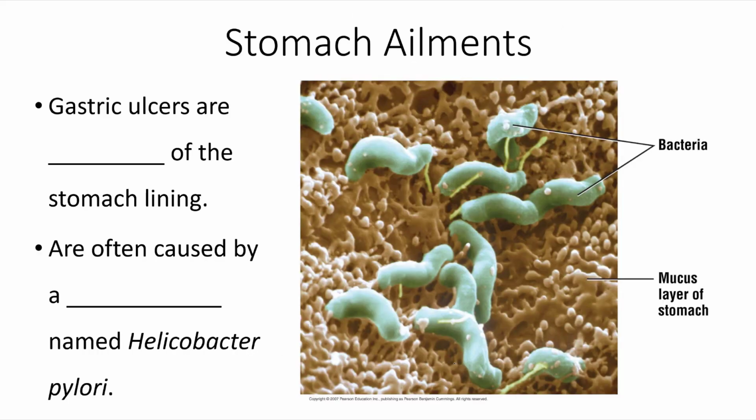Another thing that's often misunderstood about the digestive system is a specific ailment of the stomach known as gastric ulcers. Now, gastric ulcers are erosions of the stomach lining. If you ask a lot of people what they think causes gastric ulcers, they might say, oh, well, a lot of stress, or maybe drinking too much coffee or eating too much spicy food. While those things might aggravate an ulcer, they are not the cause of the ulcer.